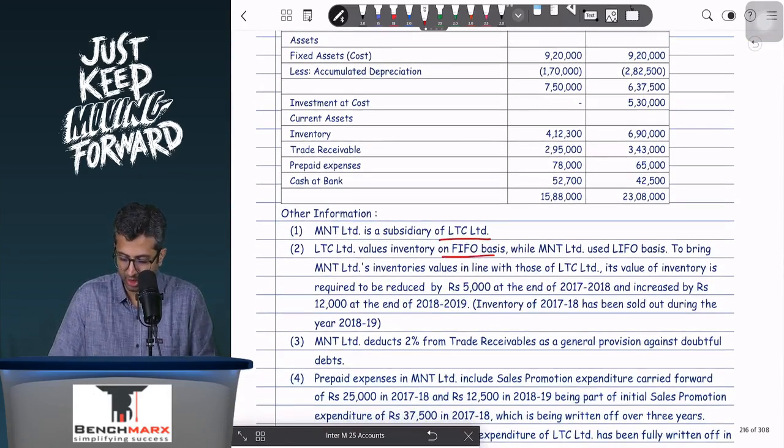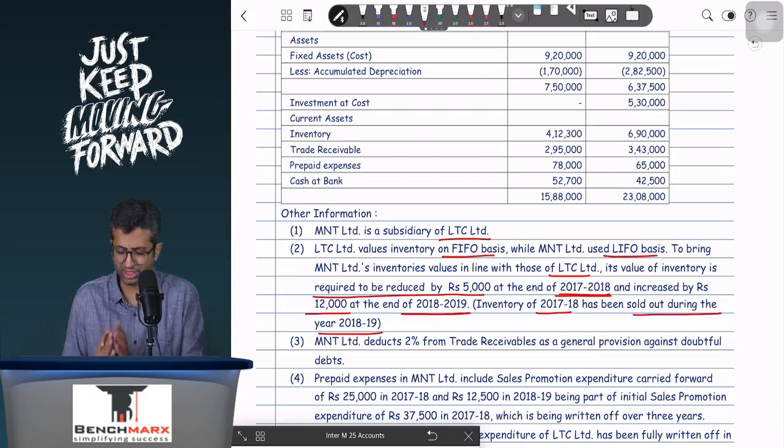LTC values inventory on FIFO, whereas M&T uses LIFO. To bring M&T's inventory in line with that of LTC, the value of inventory is required to be reduced by 5,000 at the end of 17-18 and increased by 12,000 at the end of 18-19. Inventory of 17-18 has been sold out during the year 18-19. So basically, the cumulative effect in the year 18-19 is going to be an increase by 12,000.